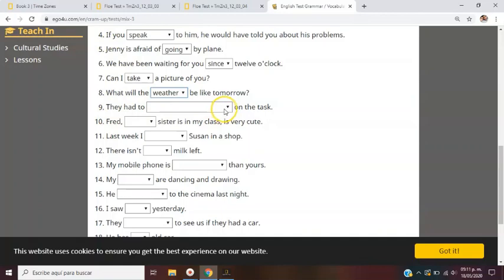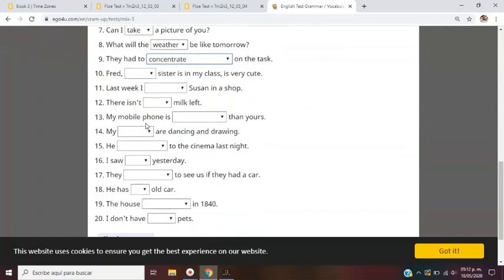They have two on the task. Concentrate themselves, concentrate each other. I think concentrate. Number 10. We're going to check our answers at the end, don't worry, but remember, I'm not Gav. So probably here I can have mistakes, but don't worry, because from mistakes we learn. Number 10. Fred's sister is in my class. Is very cute. Who, whose, or which? Who? Last week I saw Susan in a shop. Easy, I saw, because we refer to last week.